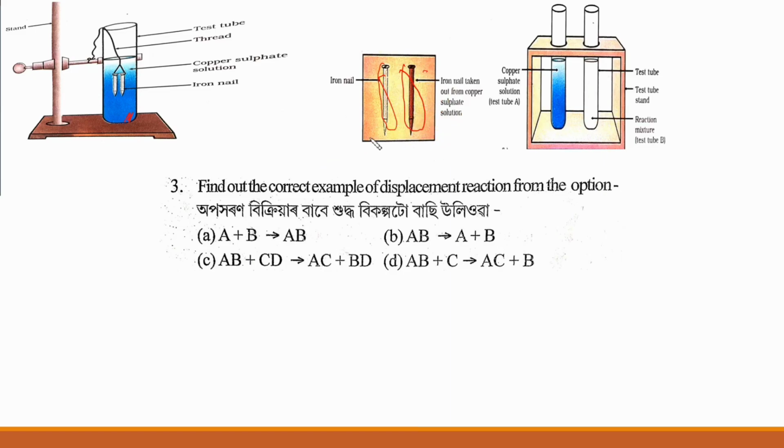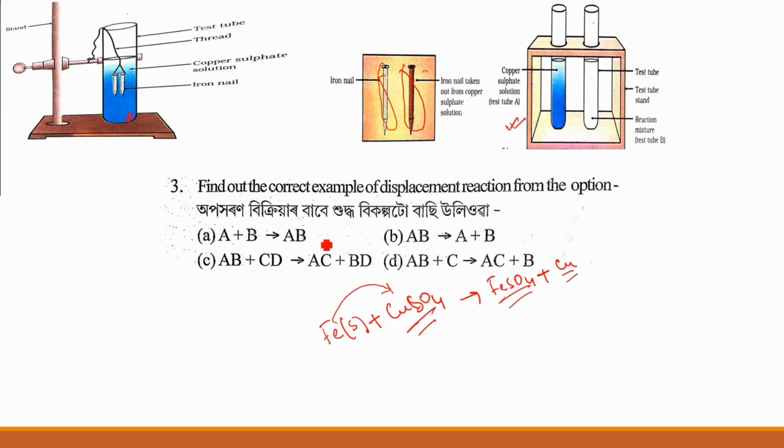In this solution, Fe has replaced copper from the solution. The reaction is Fe plus CuSO4 gives FeSO4 plus Cu. Okay. So iron has replaced copper from this copper sulfate solution, and iron sulfate has been formed plus Cu. Isn't it? So this is an example of displacement reaction.